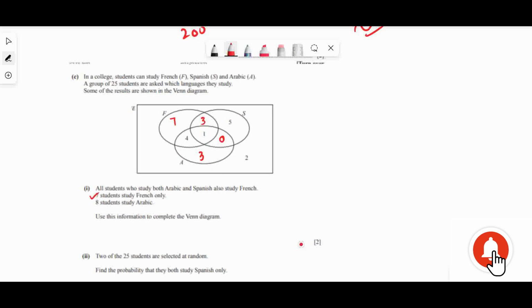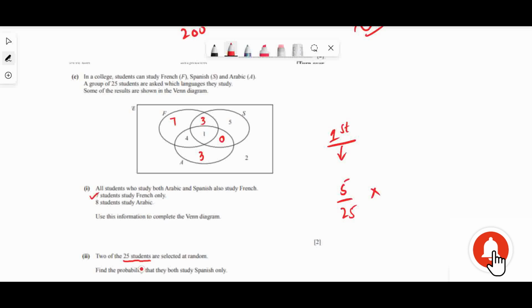So this will be the final answer. Let's move to the second part. Now in the second part they said 2 of the 25 students are selected at random. Find the probability that they both study Spanish. First of all, let's see how many students have studied Spanish. We have 5 students who have studied Spanish, and the total number of students is 25. So the probability for the first pick will be 5 by 25.